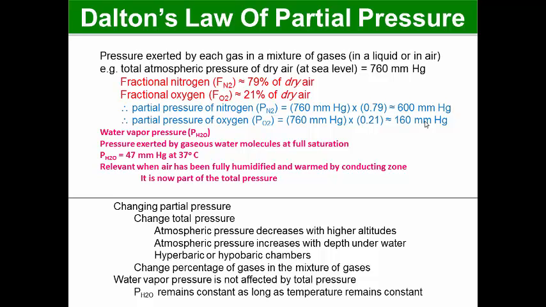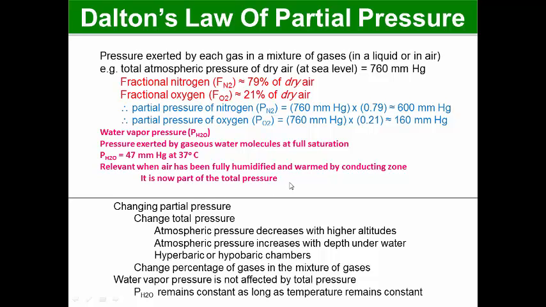i.e., there is water vapor in the atmosphere, now the picture is different. Now the water molecules exert a partial pressure. When the atmosphere is fully saturated, or when air is fully saturated with water vapor, the partial pressure exerted by the water molecules is equivalent to 47 millimeters of mercury at 37 degrees centigrade. So now the partial pressure of water vapor is part of the total pressure.